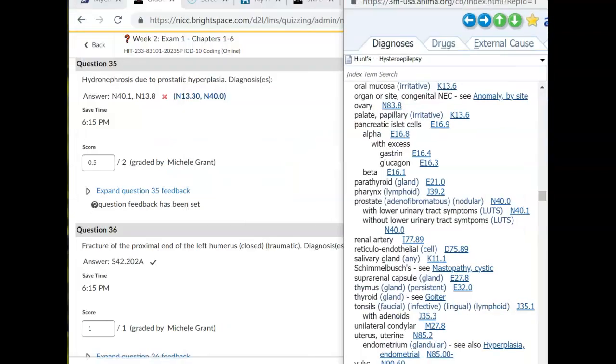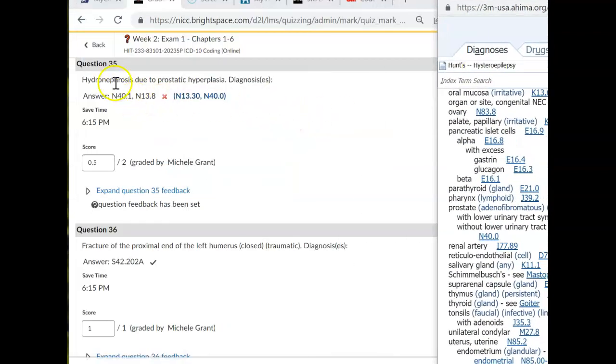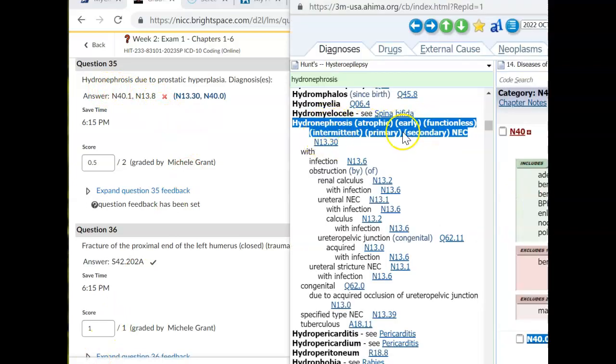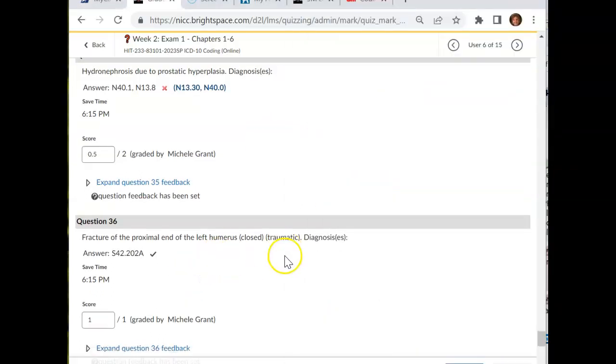So now I need to go, let me go ahead and move this. I need to also have the hydronephrosis. If I look here, it's just the very first hydronephrosis, N13.30. So that one's pretty explanatory. Let me know if you have any questions. All right.